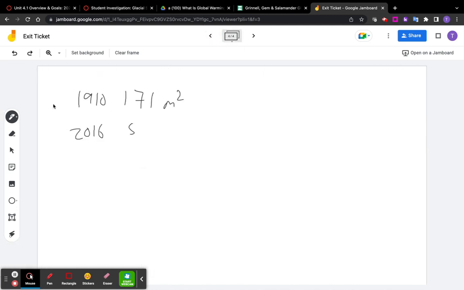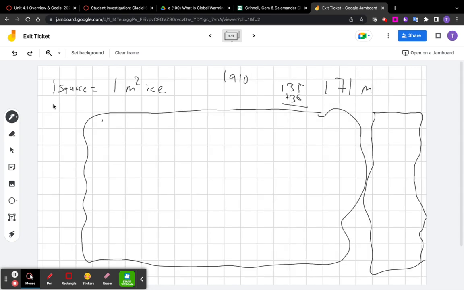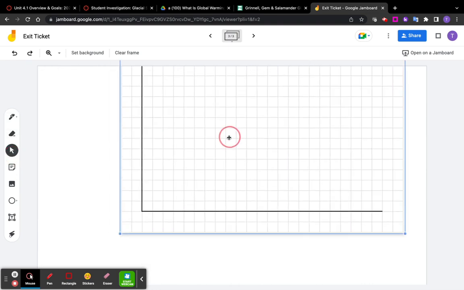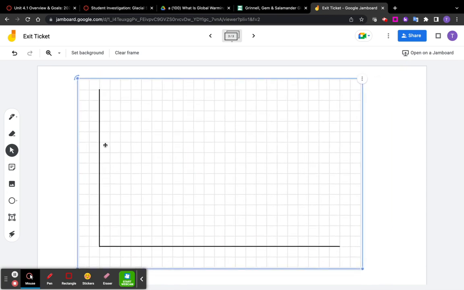Let me do this real quick. Get rid of all this stuff. Actually, use this graph paper as an image taken from your project. So, there we go. We have a graph.